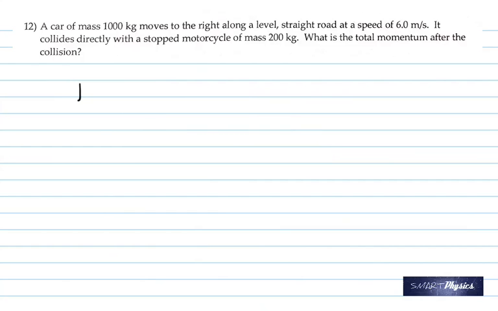Here in number 12, you have a car of mass 1000 kilogram moving to the right at 6 meter per second. It collides directly with a stopped motorcycle. So that second object, the motorcycle, is at rest. It has a mass 200 kilogram. What's the total momentum? Again, after the collision. We need not worry about that word after, because we know that the momentum before and the momentum after are equal. So all we need to do is find the momentum before.